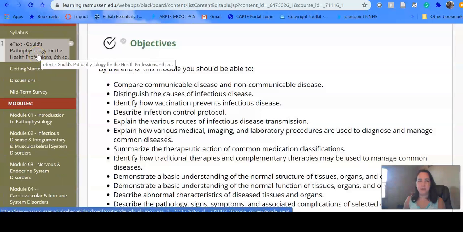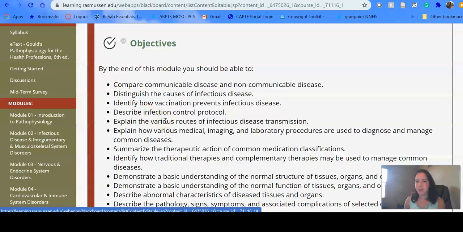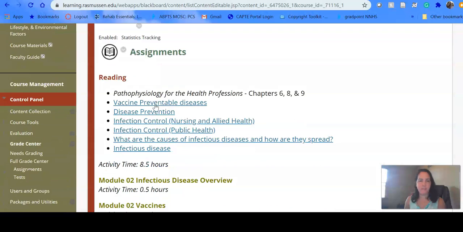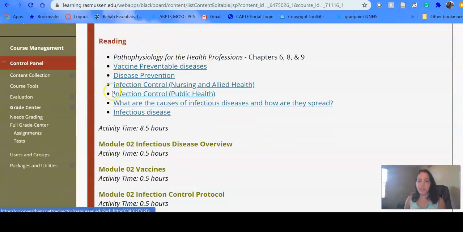It's the Gould's Pathophysiology for the Health Professions, the 6th edition. It's in Vital Source, and you should be able to access that. If you're having any trouble, please let me know. I learned last week that most of the issues were related to it being the first time having access to Vital Source, and so you have to register and make sure that you have your e-textbooks activated. Anyway, your reading assignments are here.